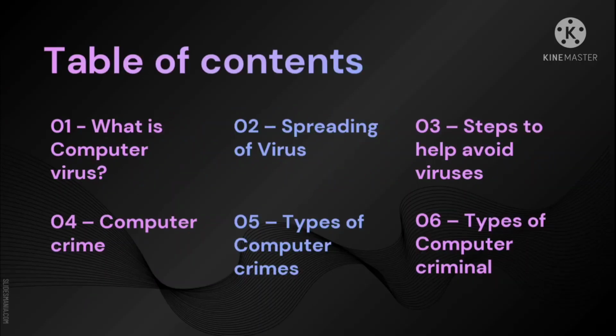So here is the table of contents. The first topic that I'm going to discuss with you is what is computer virus. Second, spreading of virus. Third, steps to help avoid viruses. Fourth, computer crime. Fifth, types of computer crimes. And last, types of computer criminal.